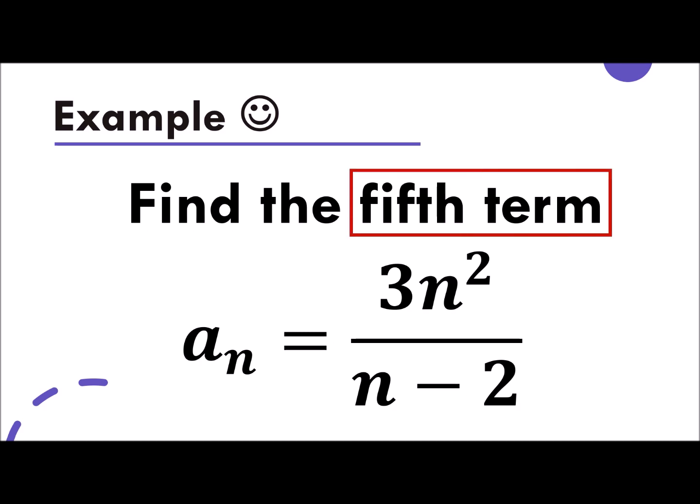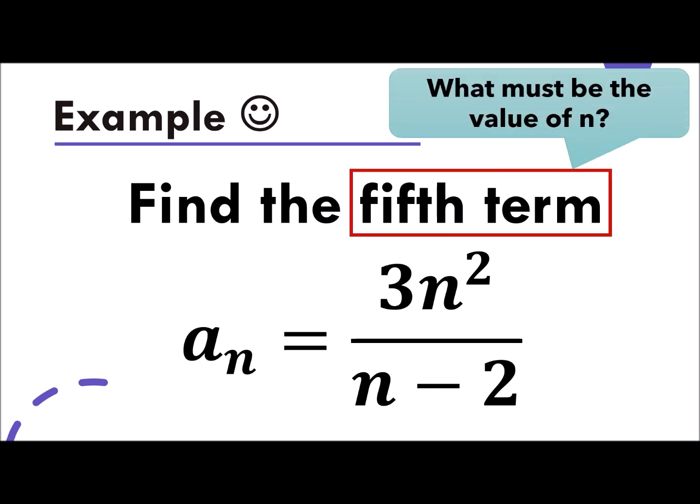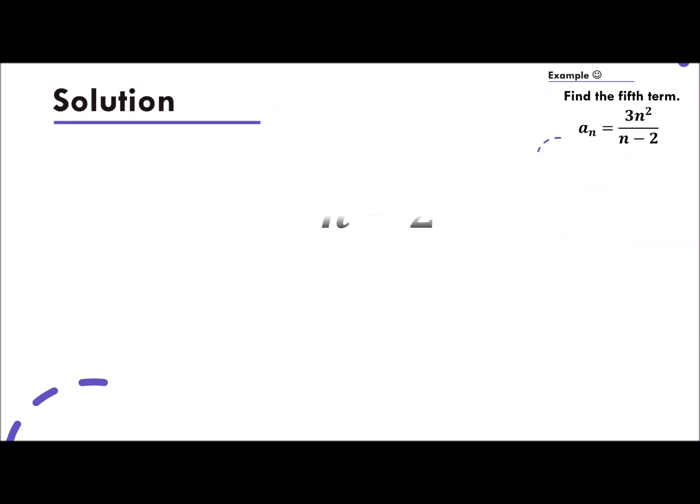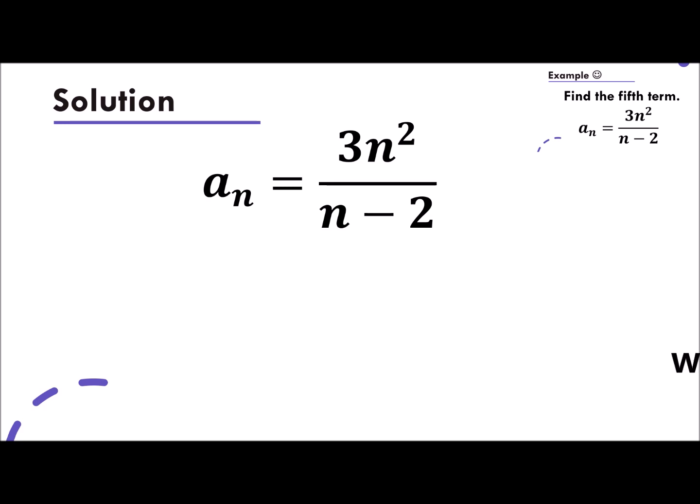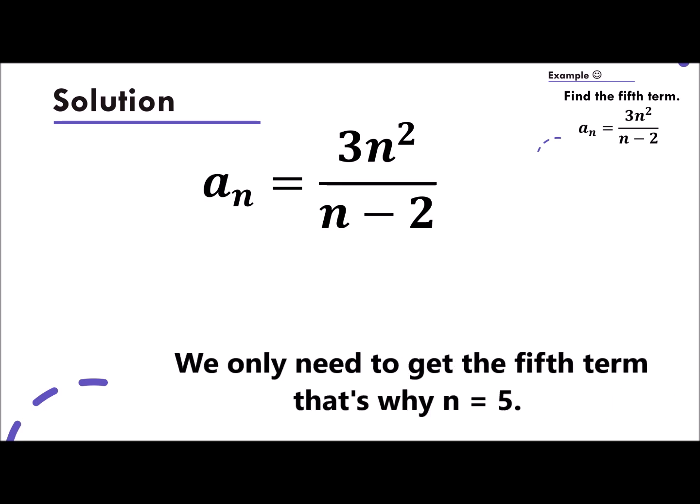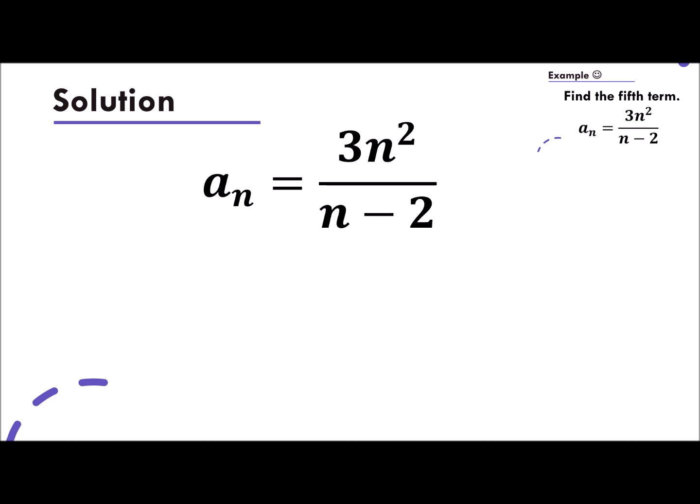So again, having the keywords, the fifth term, what must be the value of n? Very good. N will become 5 because we are looking for the fifth term. So following the process like we did a while ago, but take note, we only need to get the fifth term. It doesn't say first 5 terms, okay? So we need to substitute n is equal to 5 because we're only looking for the fifth term. So replace all n by 5.